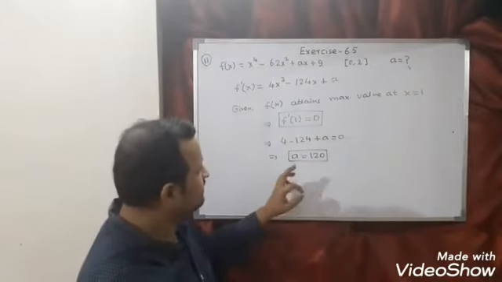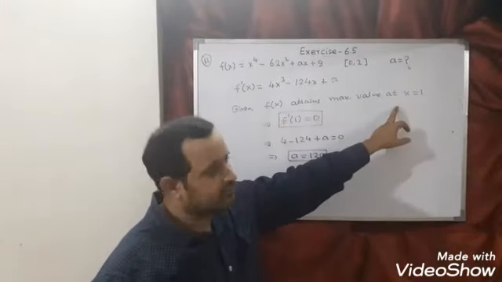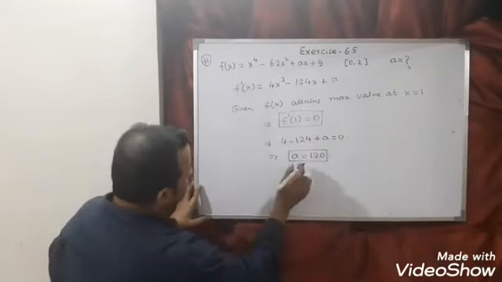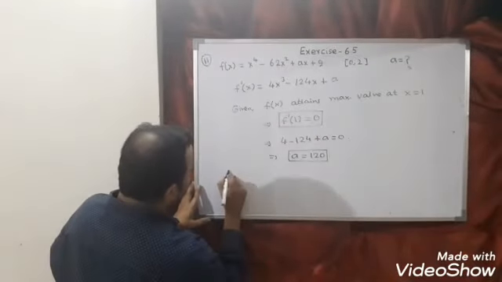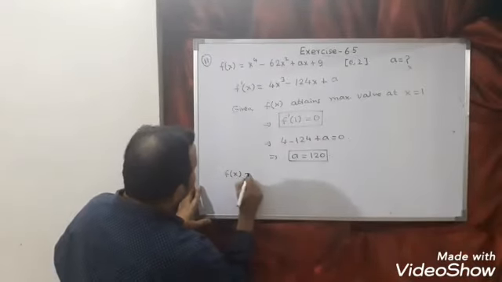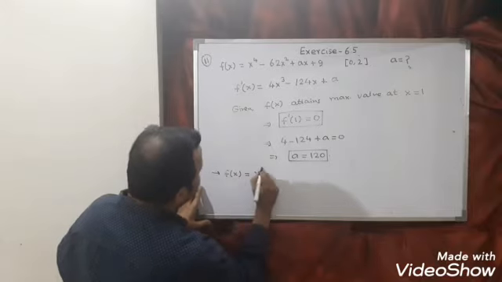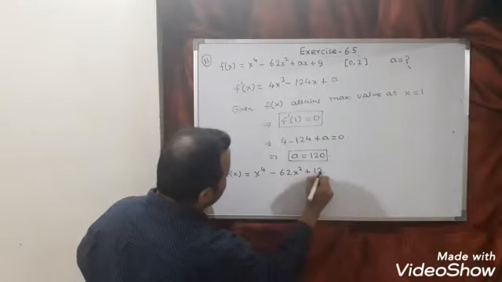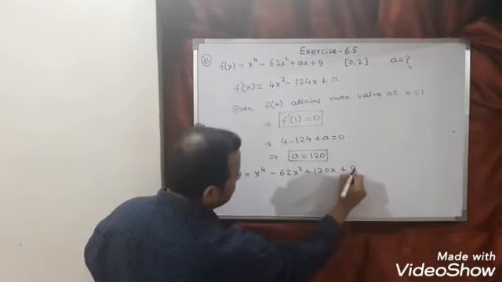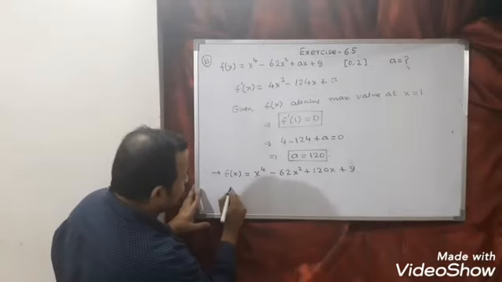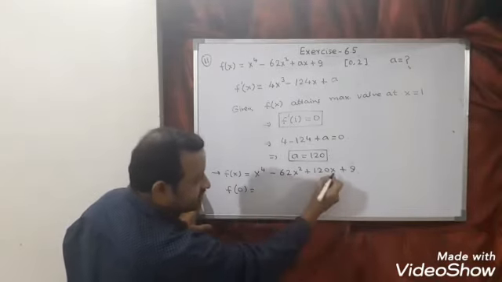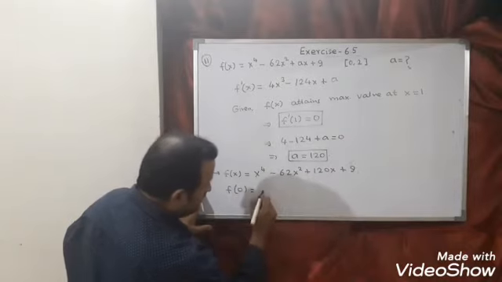But let us see whether at x is equal to 1 the function attains the maximum value or not. So I am keeping this value in the question. The question will become f of x is equal to x to the power 4 minus 62x square plus 120x plus 9. Now calculate the corresponding values. F of 0: 0, 0, 0. You will get 9.